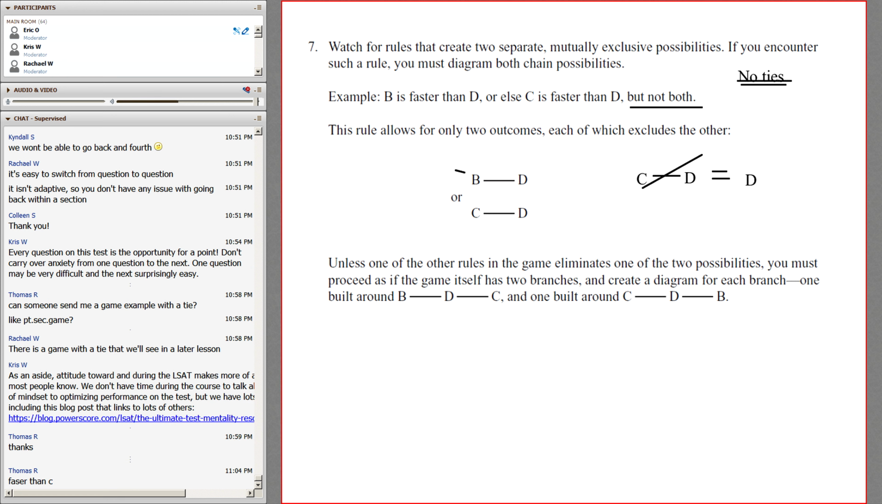It's going to say that D has to be faster than C. Okay? And so if B is faster than D, that implies D is faster than C. And so we can put that actually on the end of that chain, like so.